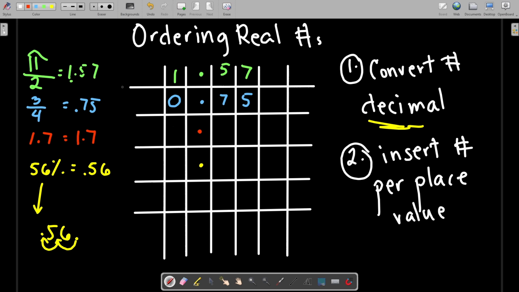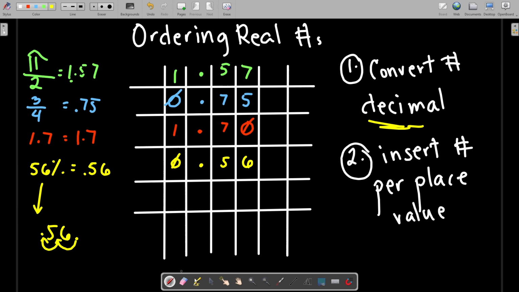Next, 1.7. If you look at the hundredths place, there are values there for the other numbers. 1.7 does not have one, so put a 0. I hope that helps. Next, 0.56. Do you have a ones place? No, you don't. Tenths place is 5. Hundredths place is 6. Do you have a value in the ones place on this one? 0.